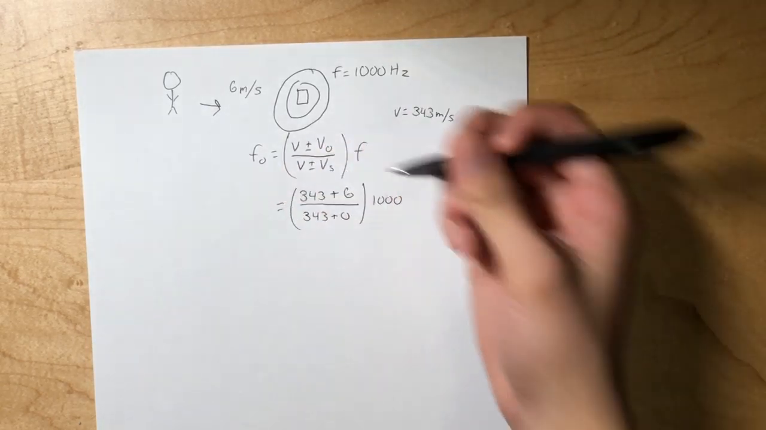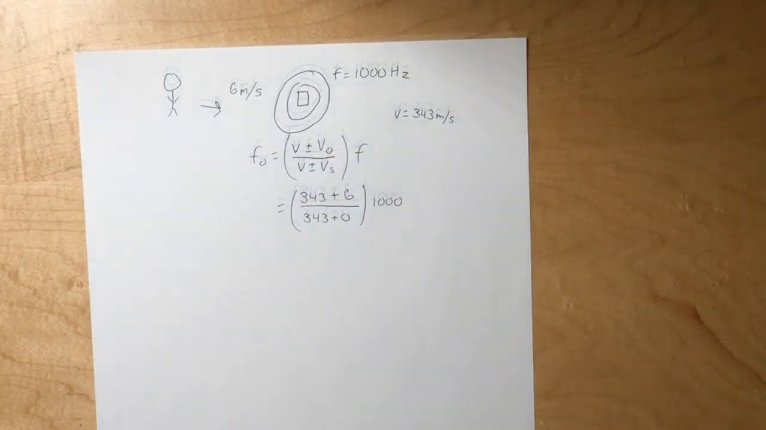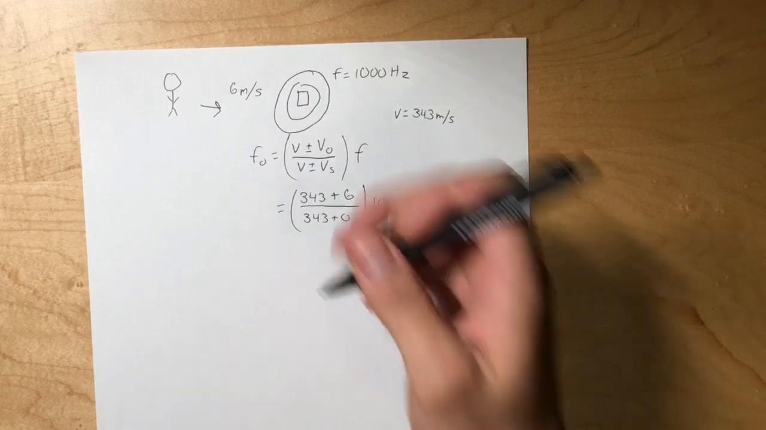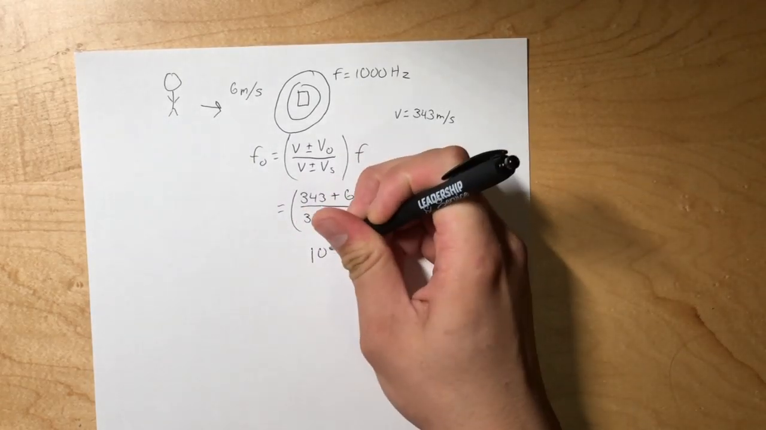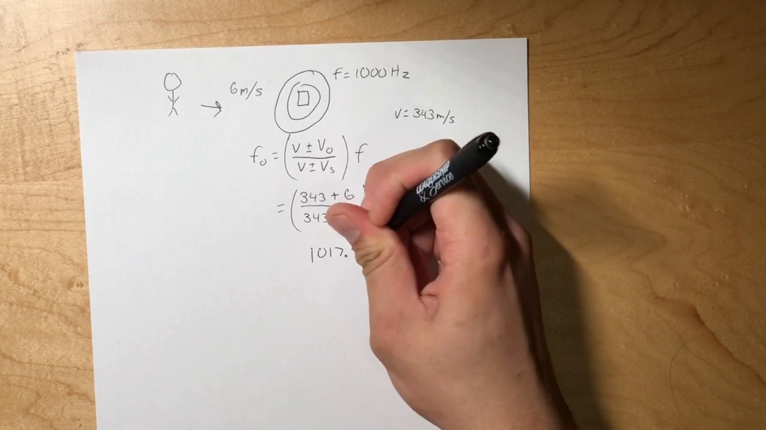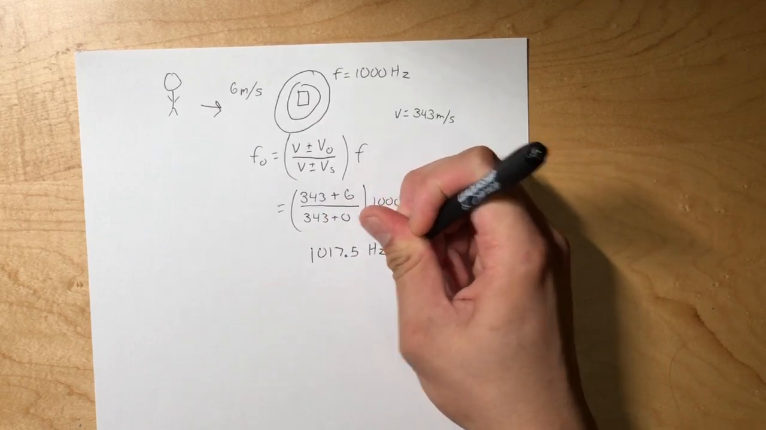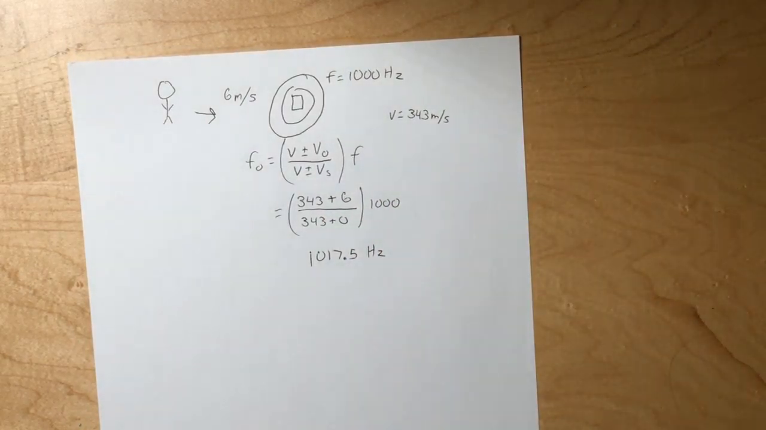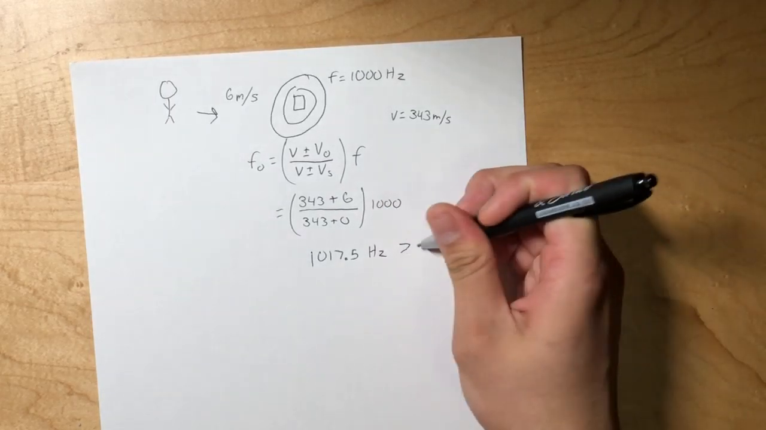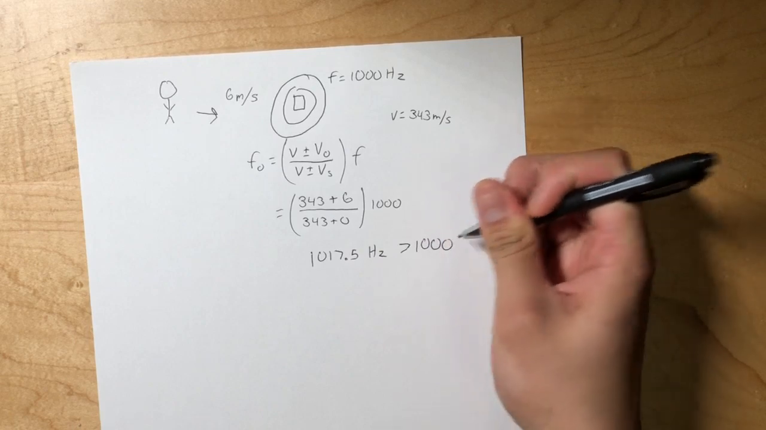Now you can just plug that into your calculator, and once you plug it into your calculator, you get 1017.5 hertz. Now let's conceptually think if this is right. Remember, we said that if the objects are moving closer to each other, then our observed frequency should be higher, and in that case our observed frequency is higher than the original.